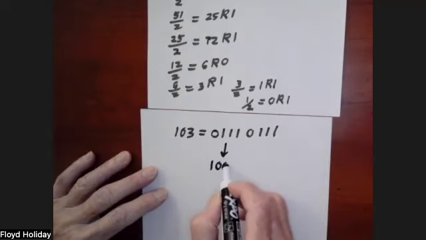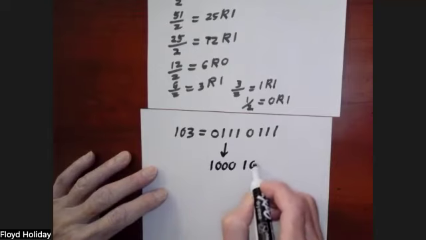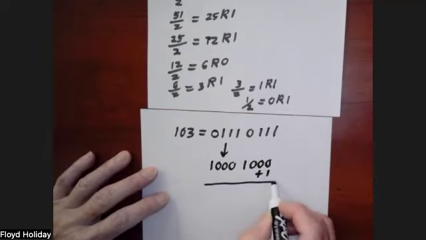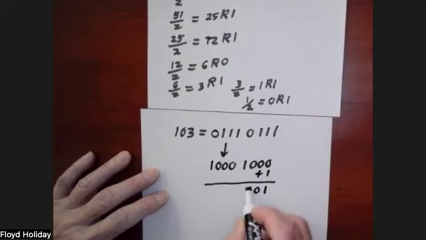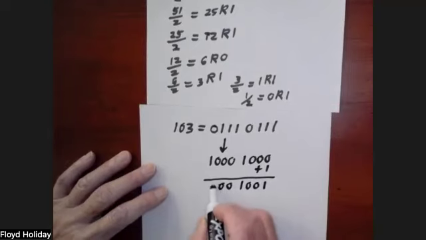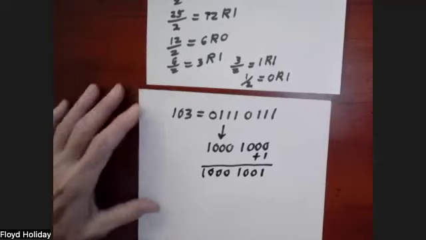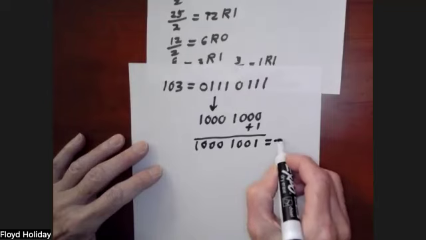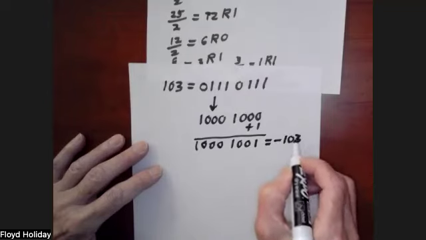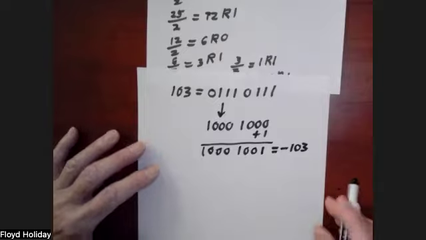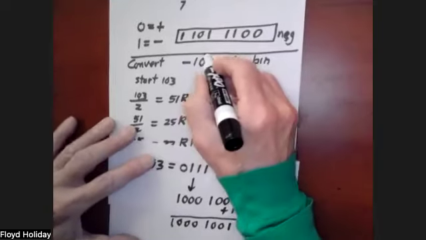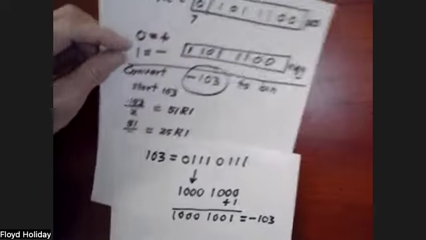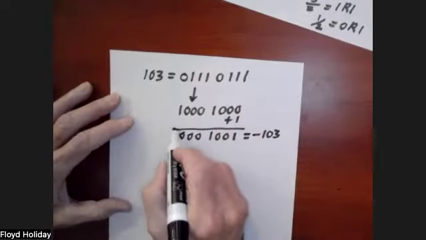1, 0, 0, 0, 1, 0, 0, 0, plus 1, 1, 0, 0, 0, 1, 0, 0, 1. And this is claimed to be negative 103. That's a conversion from the original problem: start with negative 103 and find its binary expression. And here it is.